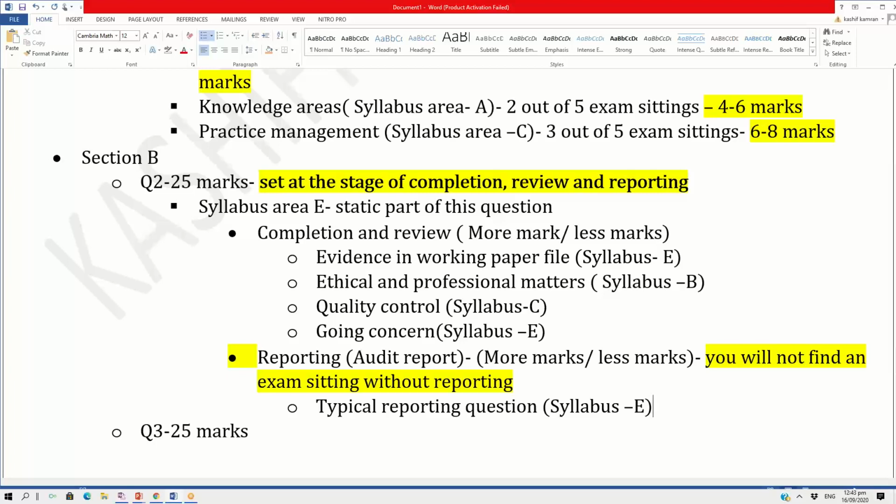Once you start the syllabus, you will get to know that. But question number 2 basically consists of syllabus area E, which is a more integral, more static part of question number 2. Sometimes the marks for reporting are more and completion and review are less. And sometimes it's vice versa.